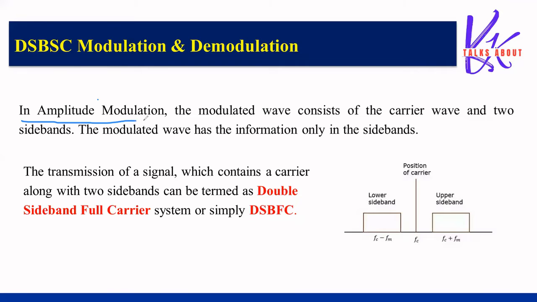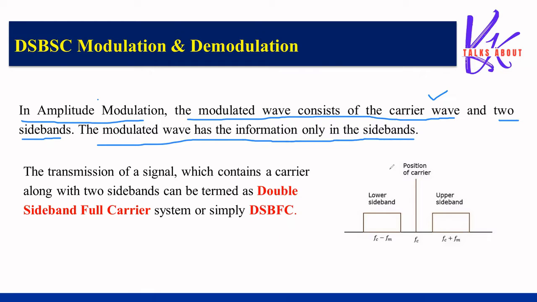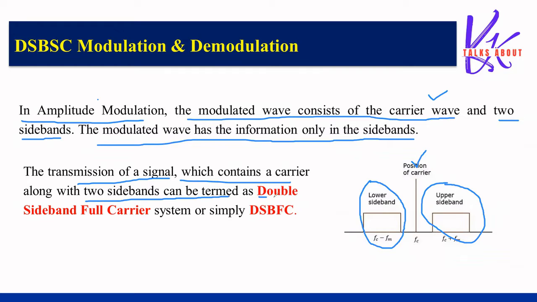In amplitude modulation, the modulated wave consists of three signals, that is a carrier wave and two sidebands. We have two sidebands and one carrier wave. So this modulated wave has information only in the sidebands. That means in the lower sideband as well as in the upper sideband. There is no information contained in your carrier. So the transmission of the signal which contains a carrier along with the two sidebands, we call it double sideband full carrier, or simply DSBFC.